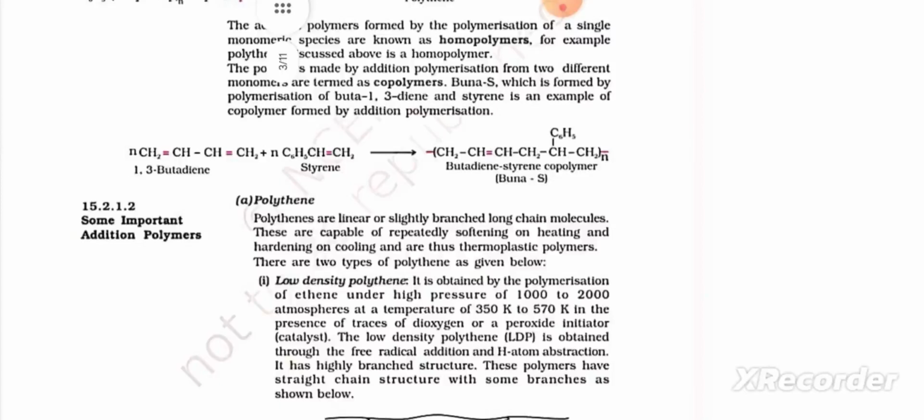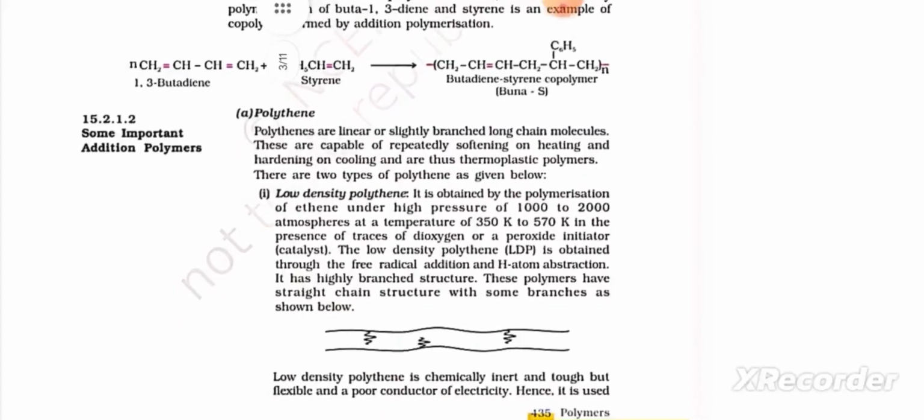The reaction is 1,3-butadiene plus styrene. It gives butadiene styrene copolymer, that is Buna-S.